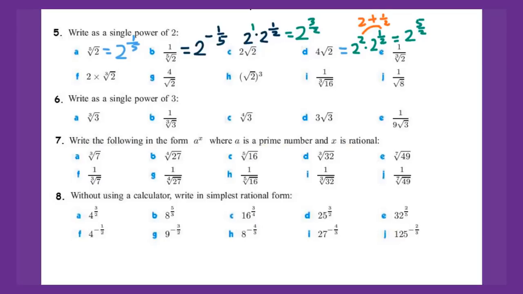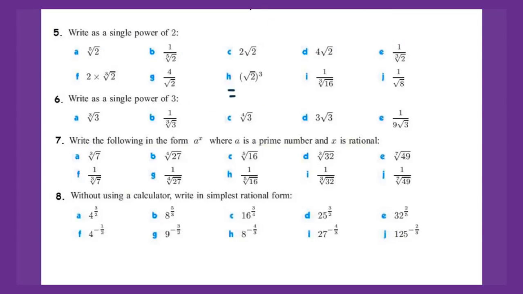Okay, for the G part, 4, I can write down 2 squared. Square root of 2, I can write down 2 to the 1/2 power. Then I subtract the exponents, means 2 minus 1/2. That will be 2 to the 3 over 2nd power. For h, that means 2 to the 1/2 power, then 3rd power, means 1/2 times 3, you got the 2 to the 3 over 2nd power.